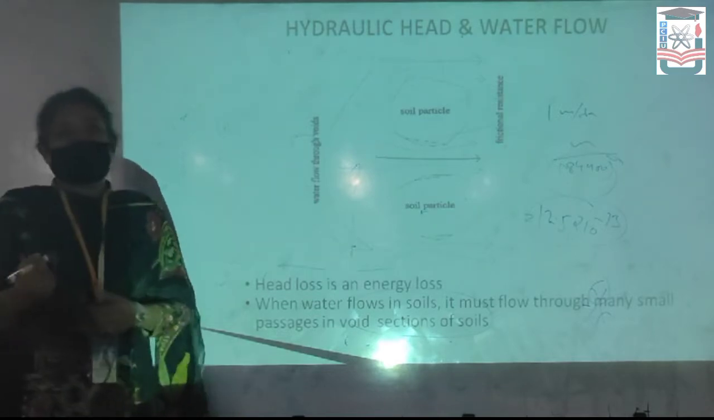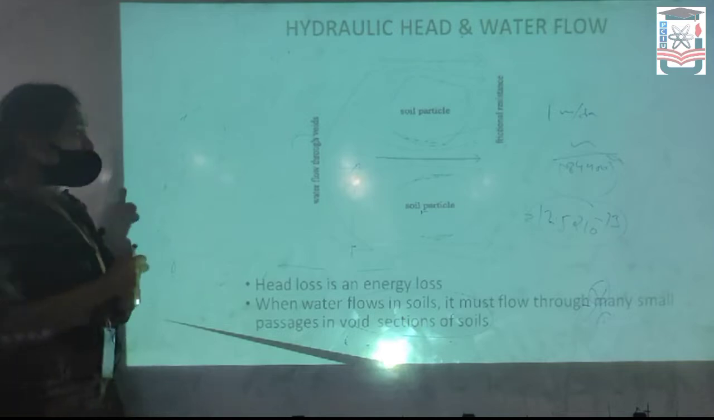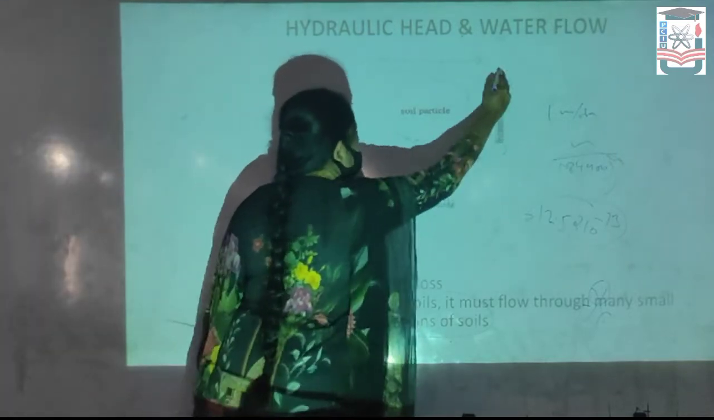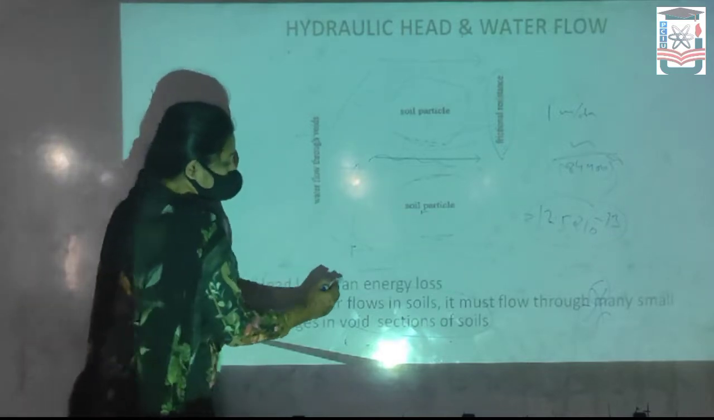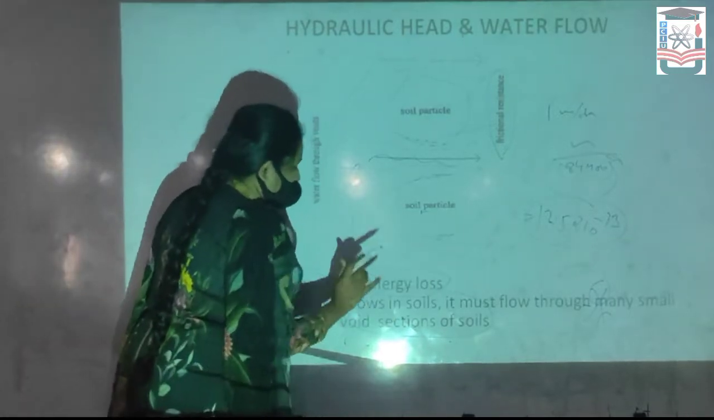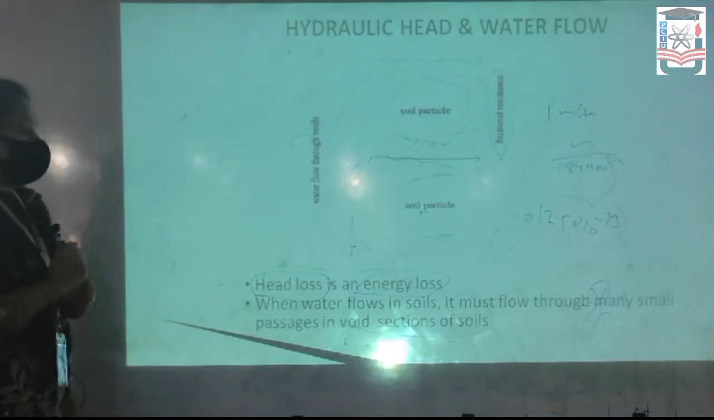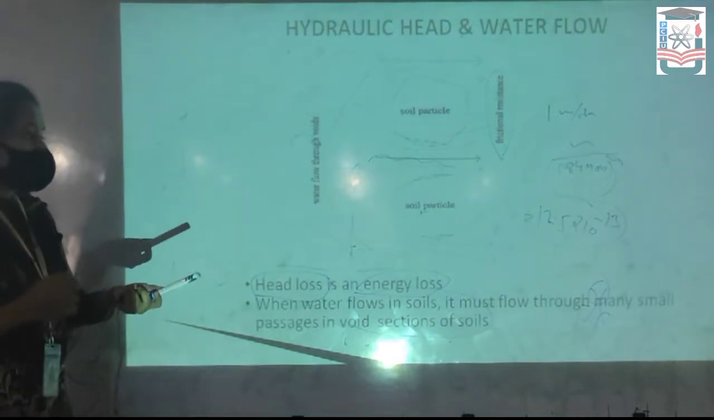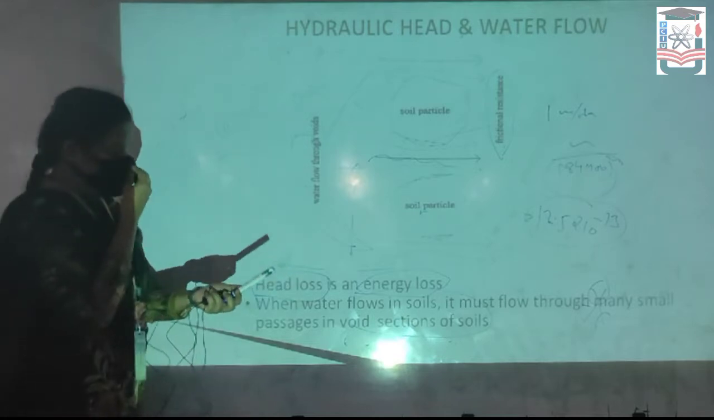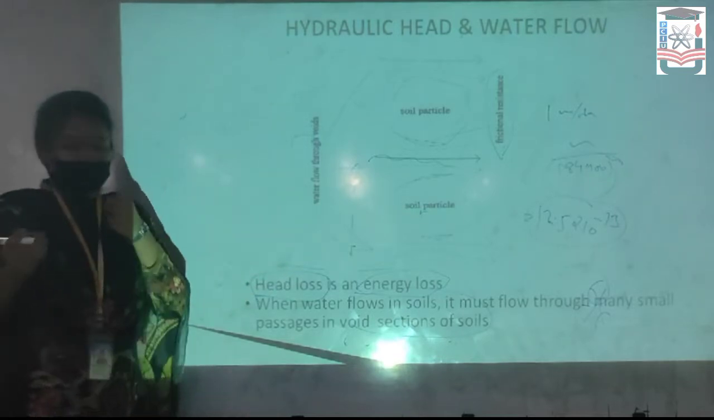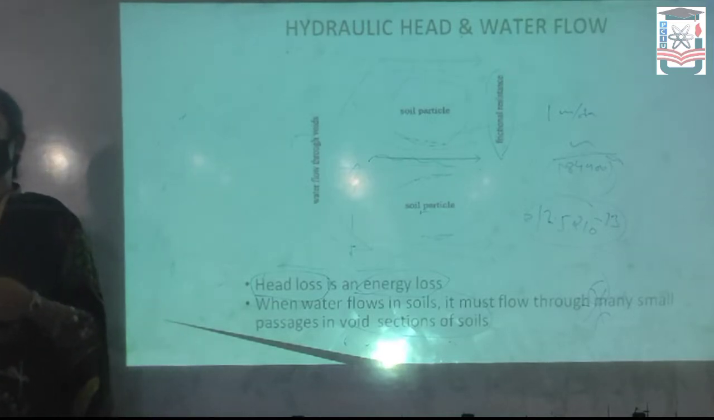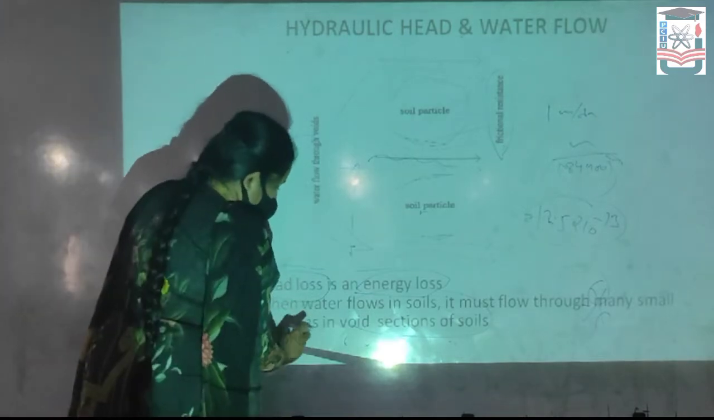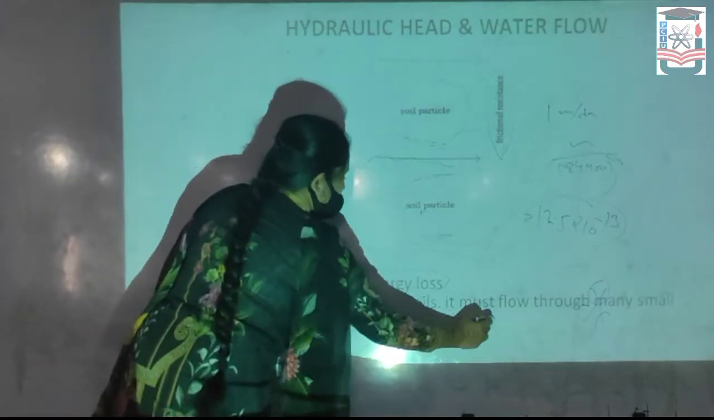Now I discuss this topic. This is happening because of water passing through soil particles. When water passes through soil particles, some frictional resistance occurs, so some head loss occurs, and that is why energy loss also happens. When water flows in soil, it must flow through many small passages in the void spaces of the soil. We have to remember that water flows through the void sections between the soil particles.